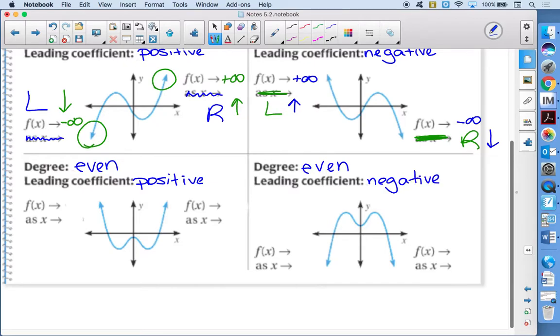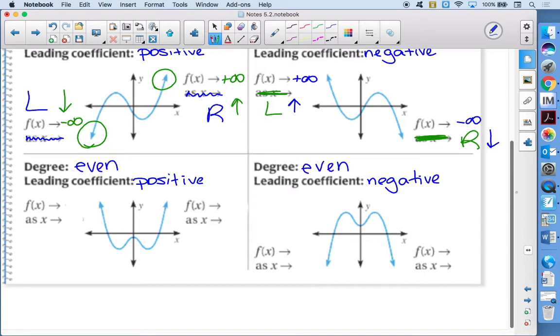Every parabola that we graphed is something x squared. X squared, remember the parabola, both sides of the parabola went up, or both sides went down. It either opened up or it opened down. It didn't split. And that's what happens with even graphs. So even graphs, both sides do the same thing. They either both go up or they both go down.